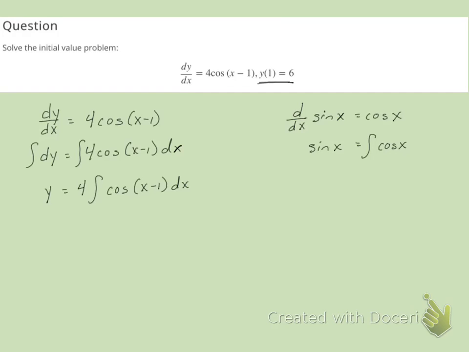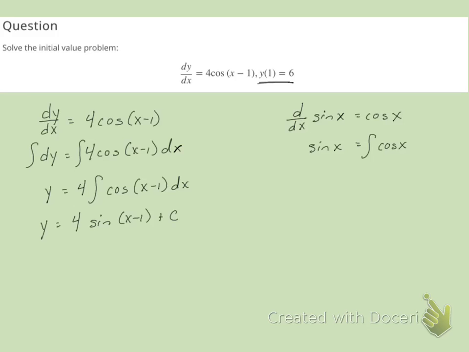I also want you to see that the argument within cosine, the derivative of x minus 1 is just 1. So if we were to use the chain rule, we are multiplying by 1. So I can then say that this integral is going to be sine of x minus 1, and then I have plus c on the end.